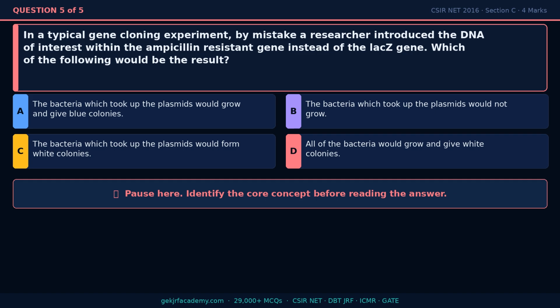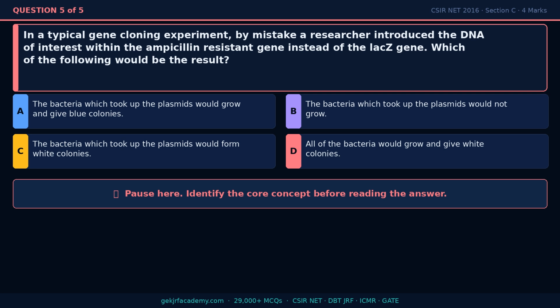Option A. The bacteria which took up the plasmids would grow and give blue colonies. Option B. The bacteria which took up the plasmids would not grow. Option C. The bacteria which took up the plasmids would form white colonies. Option D. All of the bacteria would grow and give white colonies.